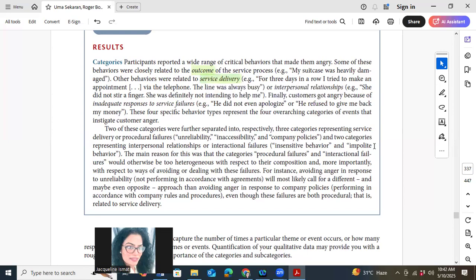For 3 days in a row I tried to make an appointment. ये सर्विस का फेलियर सर्विस का नहीं बताना है. ठीक है. Line was too busy. ये कैटेगरी सर्विस को लेके है. पहली कैटेगरी आउटकम को लेके थी.